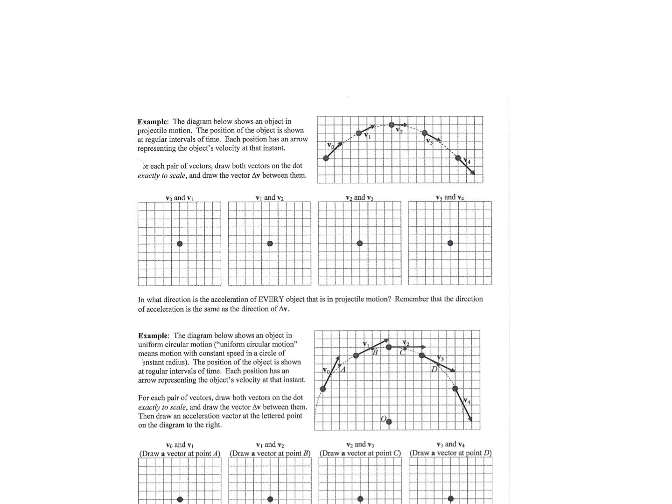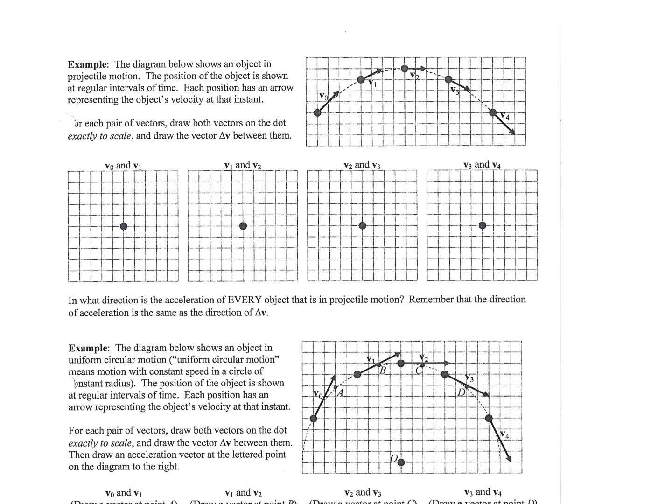All right. So now as we look at this example, if we're going to look at this diagram and see what's going on, it wants us to draw, for each pair of vectors, draw them to scale and draw the change in velocity between them. So between v naught and v sub 1, we know that v naught is up 2 over 2. We know that v sub 1 is up 1 over 2.